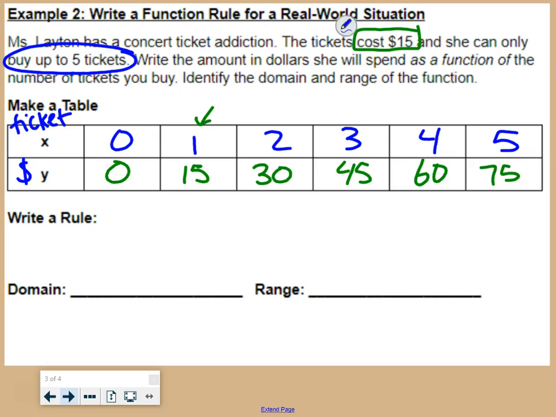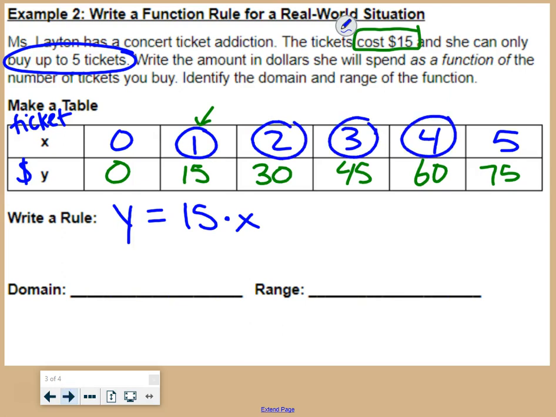So then if you're thinking about it, our rule, we're constantly multiplying our x by 15. We're going up by 15 each time. So our rule would be y, our output, is going to equal 15 times the value of our x, because 1 times 15 is 15, 2 times 15 is 30, 3 times 15 is 45, 4 times 15 is 60, and then 5 times 15 is 75. So that's our rule. We're multiplying the number of tickets by 15 to get our cost.